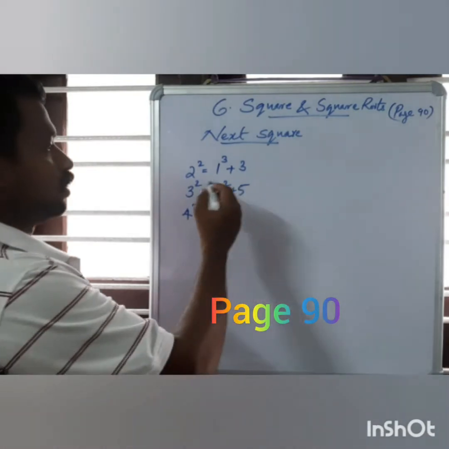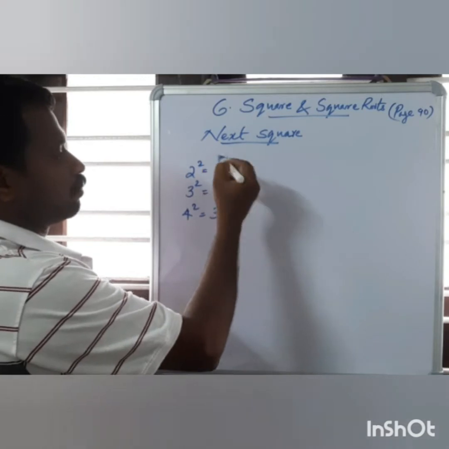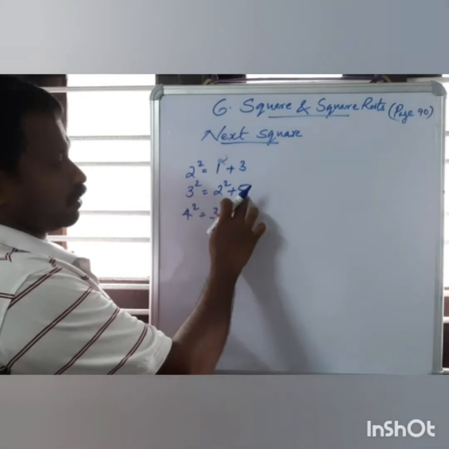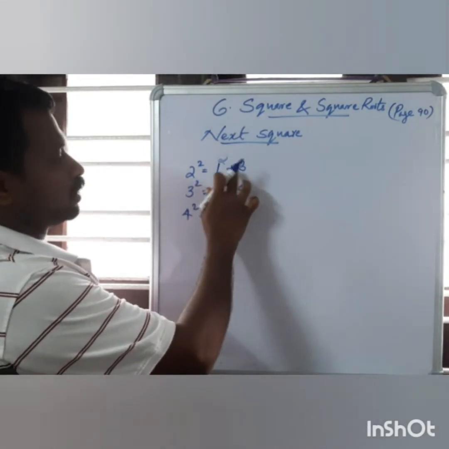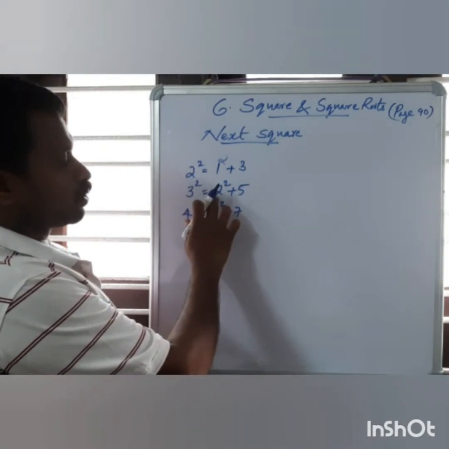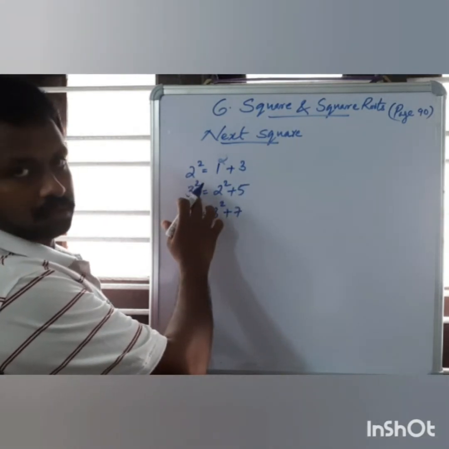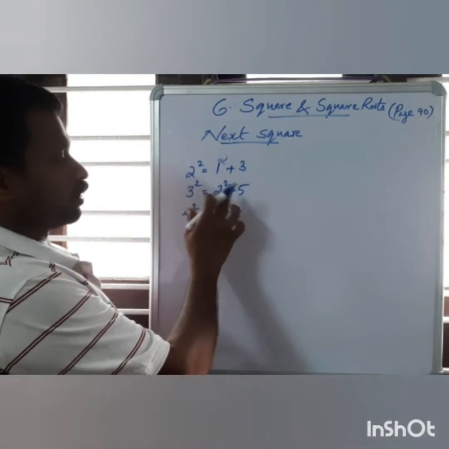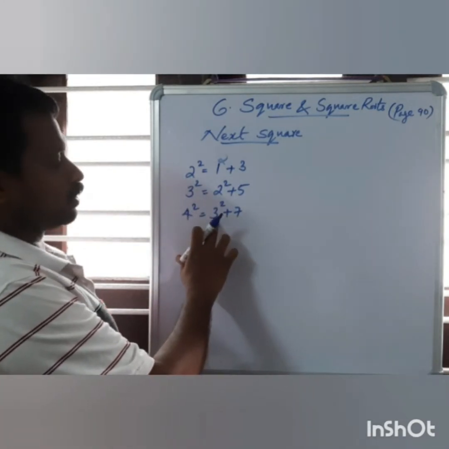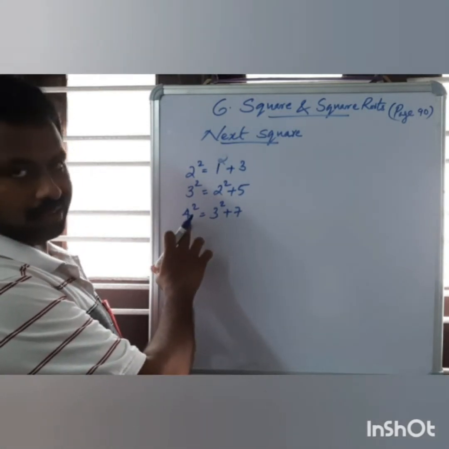See this one. 2 square is 1 square plus 3. 3 square is 2 square plus 5. 1 square is 1, 1 plus 3 is 4. So 2 square is 4. Then 3 square, it is 2 square plus 5. 2 square is 4, 4 plus 5, it is 9. So 3 square is 9. Then 4 square, you can write as 3 square plus 7. 3 square is 9. 9 plus 7 is 16. So square of 4 is 16.